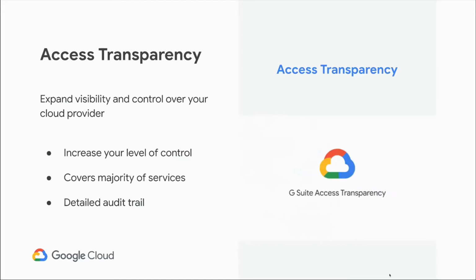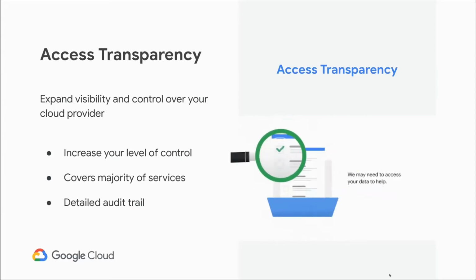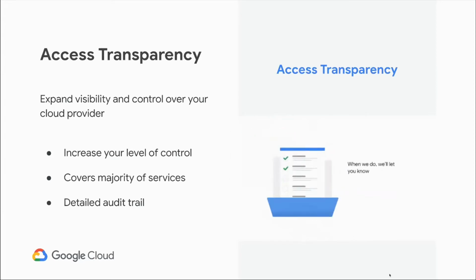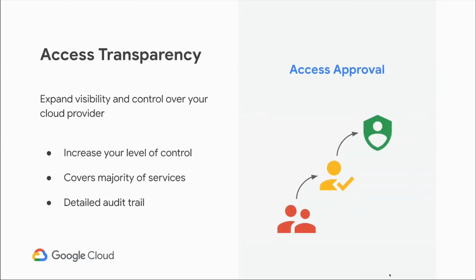Access Transparency can help you verify that Google personnel are accessing your content only for valid business reasons, such as fixing an outage or when the Google support team attends to your request, right? You can also use it to verify and track compliance with legal or regulatory needs.